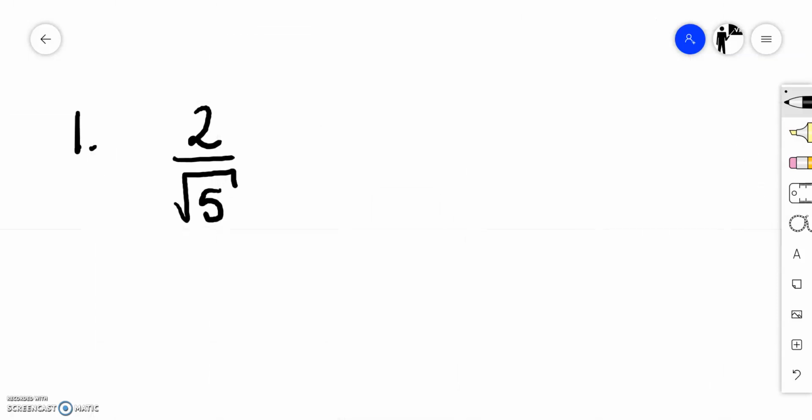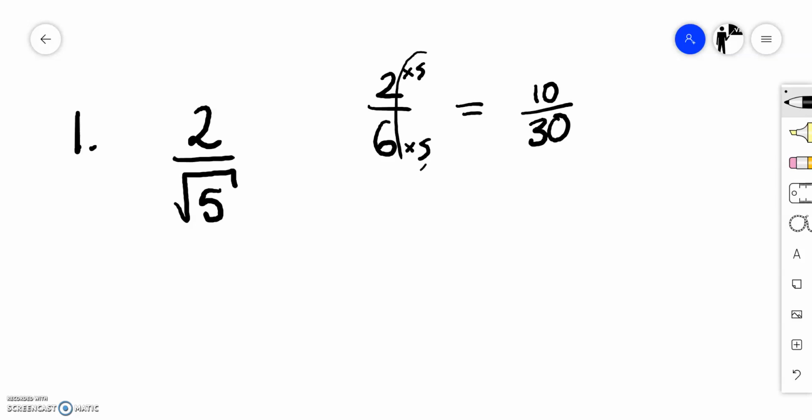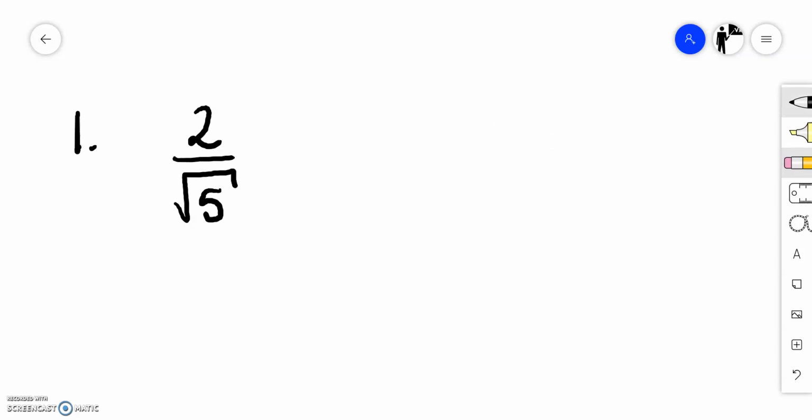So, if we think back to just basic fraction work, 2/6, don't write this down. If I multiplied this by 5 and this by 5, I would get what? I'd get 10/30ths. These two fractions look different, but they're exactly the same, because I've done the same operation to both the numerator and denominator. So these are equivalent fractions. We apply this thinking to surds.